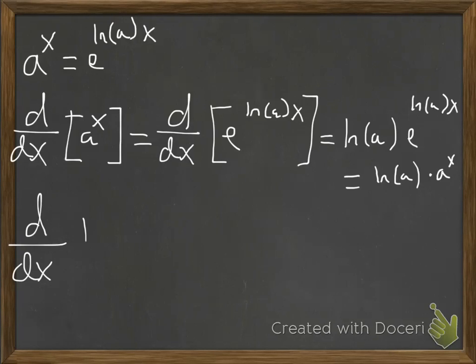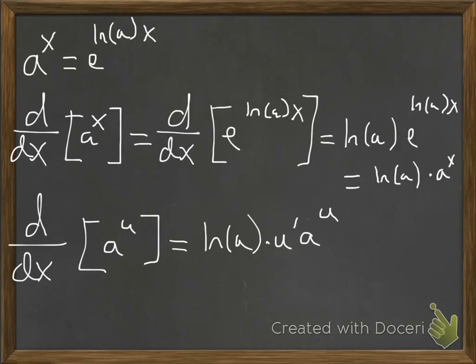And then in general, if we have a and then some composite function u in terms of x, that's going to be ln of a times u prime for the chain rule, and then times a to the u. So we'll do a couple examples where we take some derivatives of bases other than e.